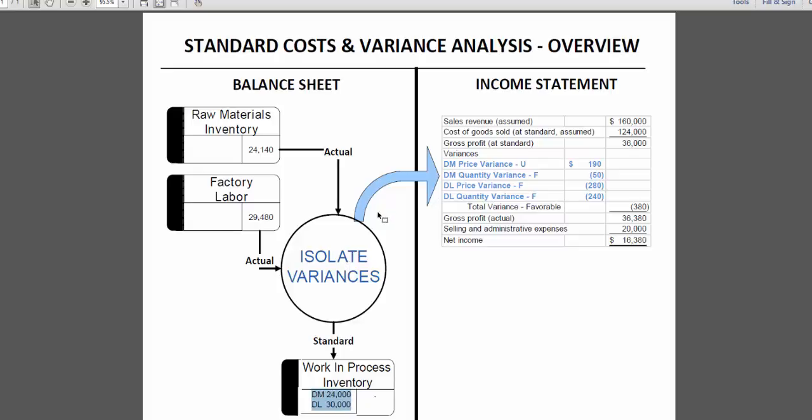Well, what do you do with all the variances? All of those go directly to the income statement, just like a period cost. Notice we have an unfavorable price variance here for direct materials, but the quantity variance is favorable, and the price variance and the quantity variance for direct labor are both favorable. So first we get our gross profit at standard costs for cost of goods sold, and then we use these variances to massage the gross profit to what the true gross profit is, considering the fact that we had these variances. Notice that most of them are favorable, so overall our gross profit goes from 36 up to 36,380, bringing our net income up by another $380.